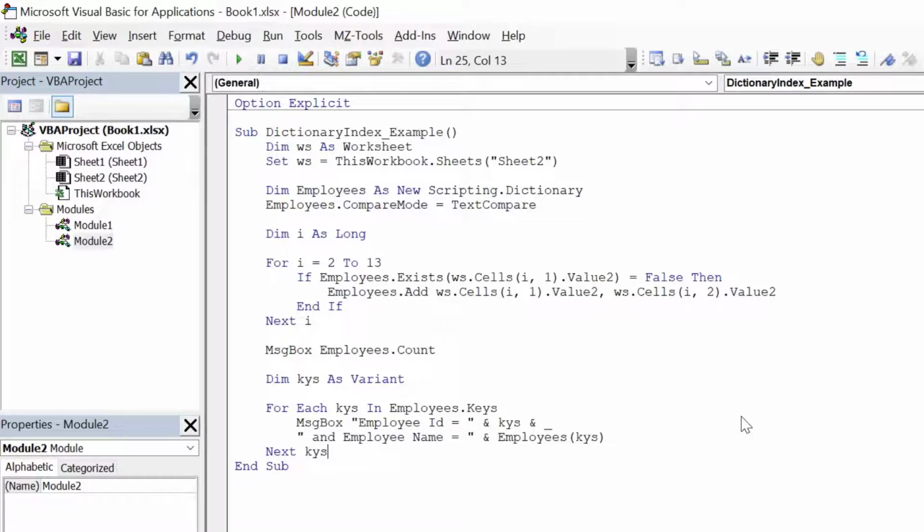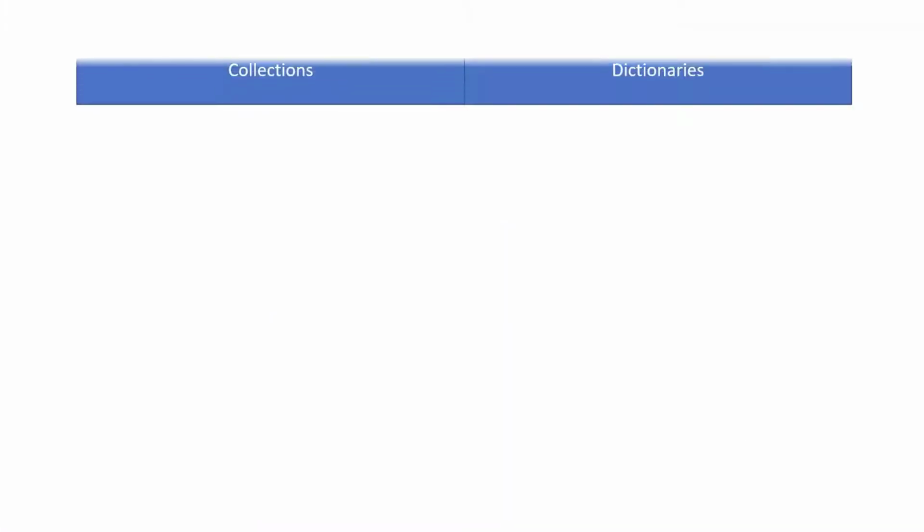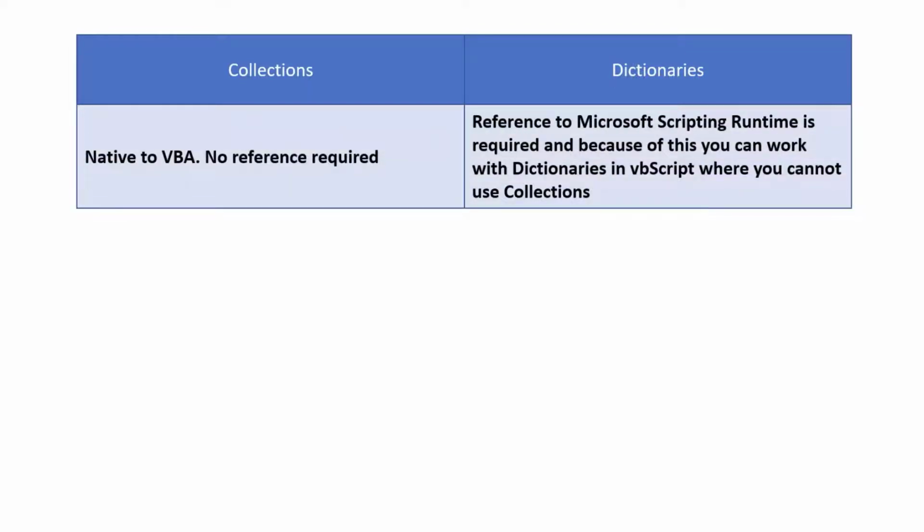Now you may have a question. Which should I use? Should I use a collection or should I use a dictionary? This depends on so many things. Let's look at this table to understand the difference, which will help you decide which one to use. Collection is native to Visual Basic for Applications. Here, no reference is required as you saw in the previous video. Dictionary, on the other hand, requires a reference to Microsoft Scripting Runtime.